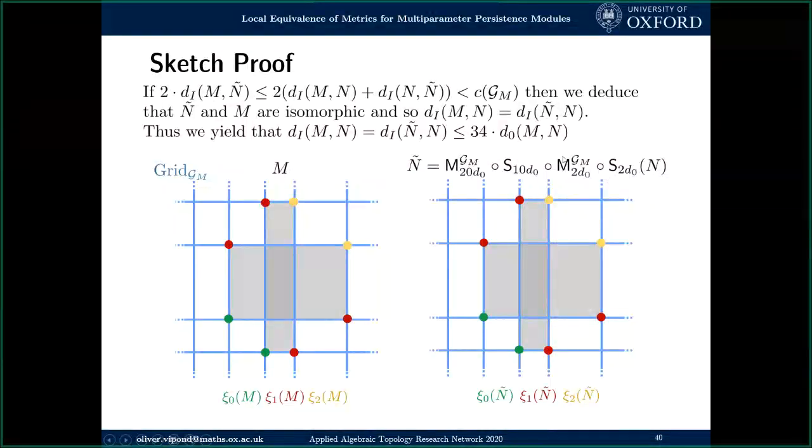But essentially, you should think that these first two are controlling the generators by, first of all, killing the ones which generate small bars, and then bringing them to the grid. And then these guys are sorting out the relations. And because we've paid a price of 4d0 here, we're having to then increase how much we're moving our generators in our successive steps.